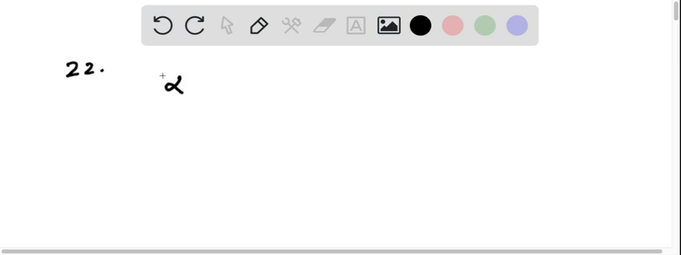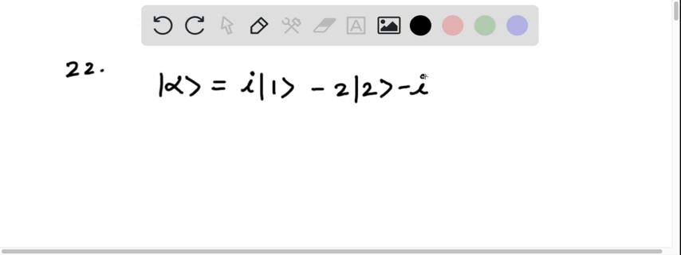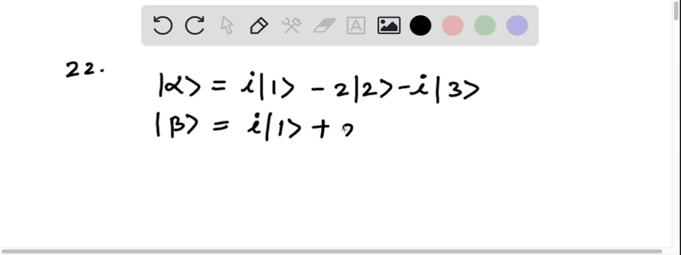the ket |α> is equal to i|1> − 2|2> − i|3>, and the ket |β> is equal to i|1> + 2|3>. In the first part of the question, we have to construct the bra α.